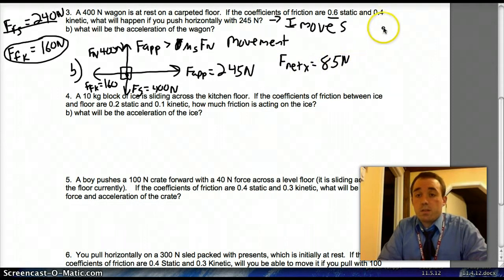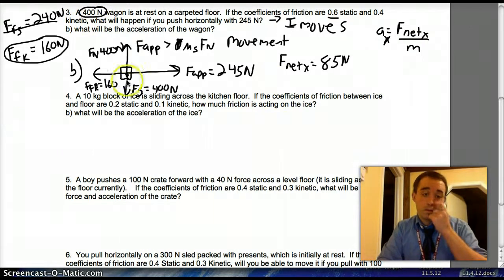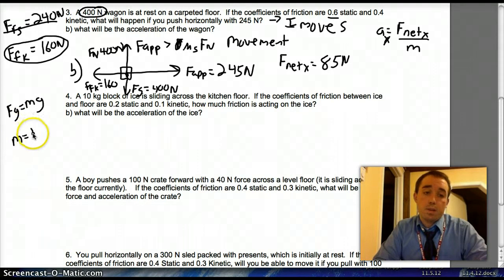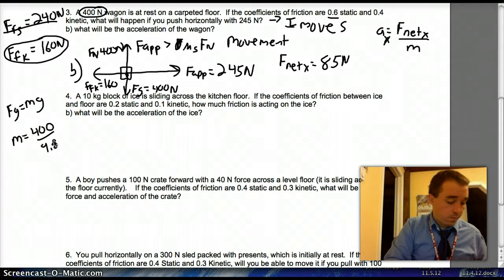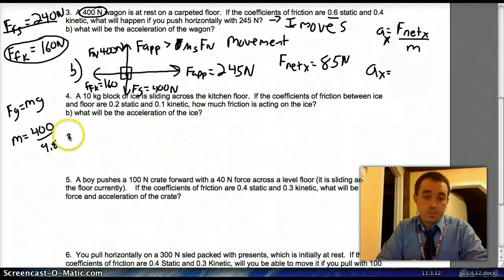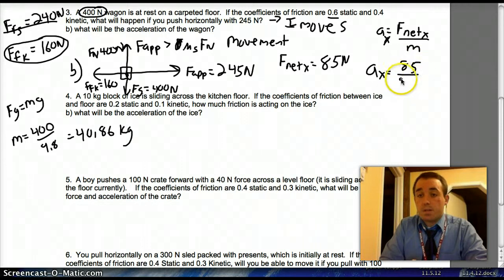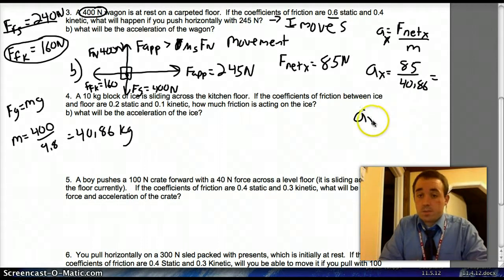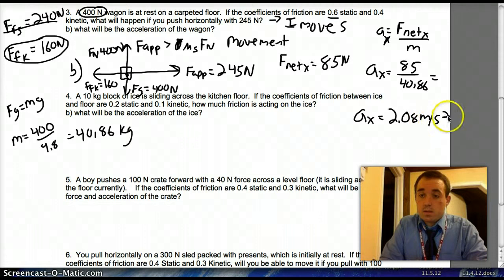But I'm trying to find my acceleration. And acceleration is really acceleration in the horizontal direction. It's the only one we have. It's net force over mass. Well, my mass I can find from this, because Fg equals m times g. So m is 400 over 9.8, which is 40.86 kilograms. My acceleration is 85 over 40.86, which is 2.08 meters per second squared, in whatever direction it's moving. So in this case, you could just say horizontally.